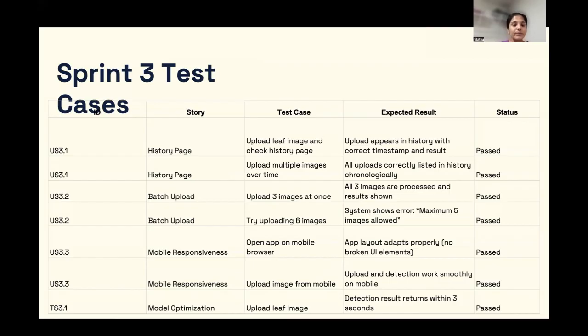We can see, as per the user story and the technical story, the history page. We uploaded a leaf image and checked it, and it is appearing correctly in the history. We can see the right timestamp as well as the result. And the next one, here we can see the status: it passed because we got the appropriate and accurate timestamp result along with the image in the history.